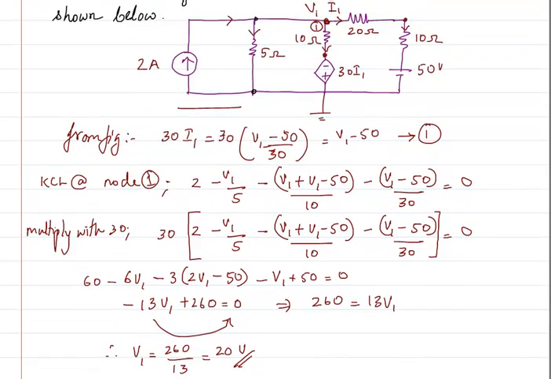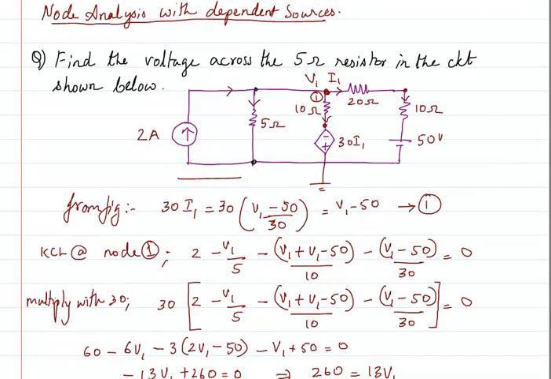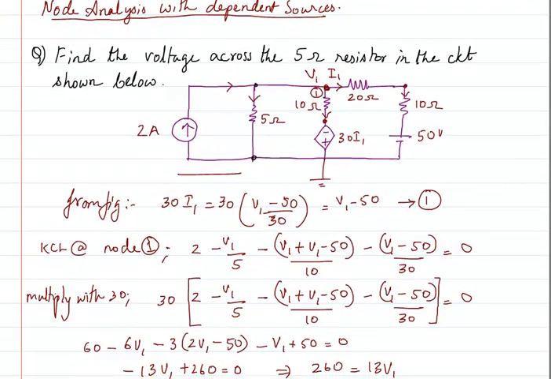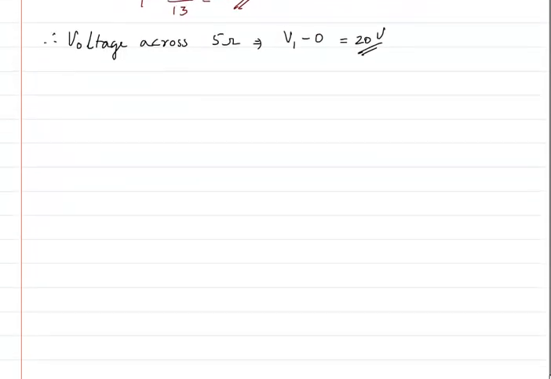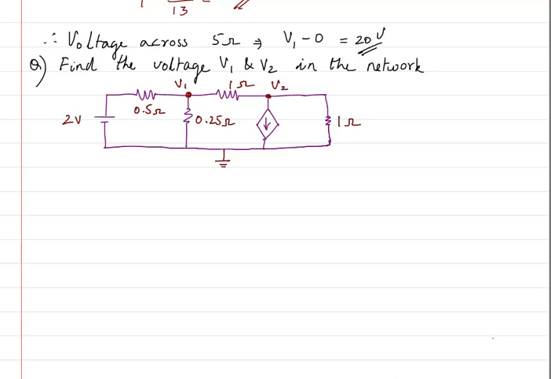So as you can see here, since there was only one node to be found out, the question was very simple. Next, let us look at another problem, just like this. Let us do another problem. So in this second question, find the voltage V1 and V2. There are two unknowns, V1 and V2, so we should have two equations. So anyway, first, we will draw the currents.